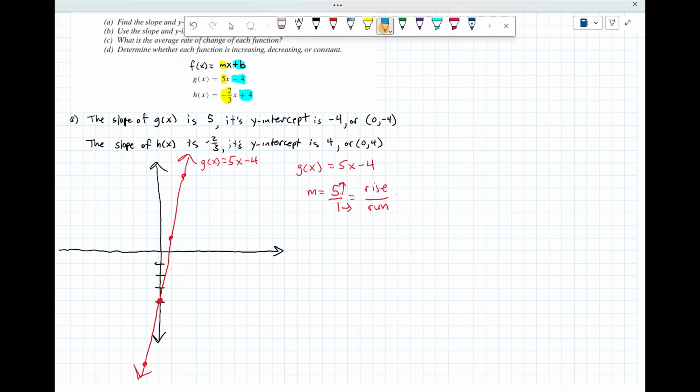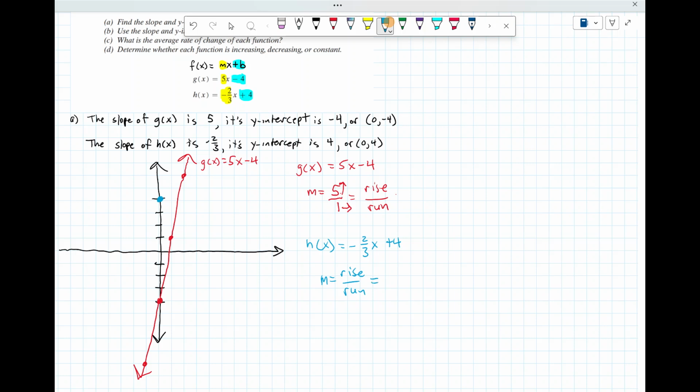Let's do the same for h of x. Again, h of x is equal to negative 2/3 x plus 4. So the first thing I always do is find the y-intercept and graph it. So 1, 2, 3, 4. And I put a point, that's my y-intercept, at 0, 4. And again, let's do our slope. Our slope, that's our rise over our run. And it's equal to, now it's a negative 2/3.